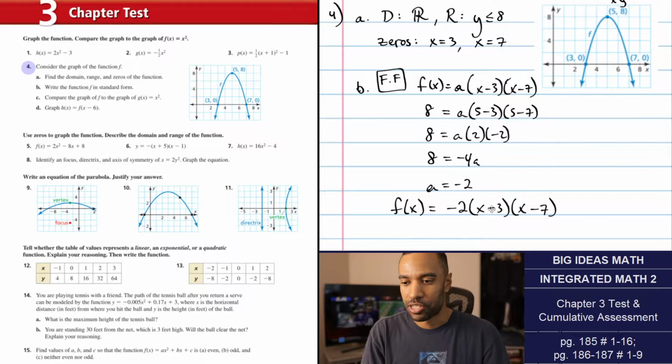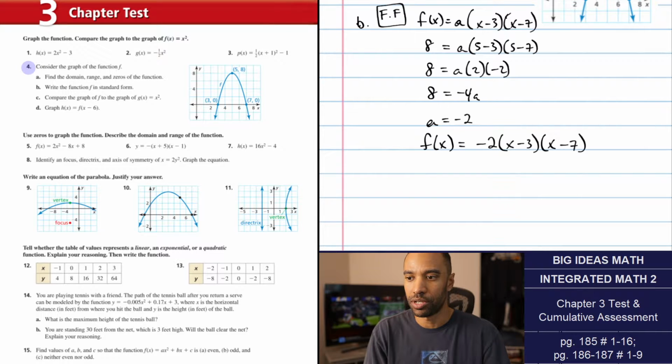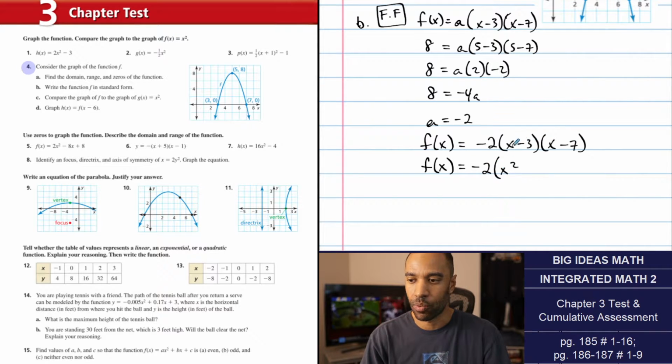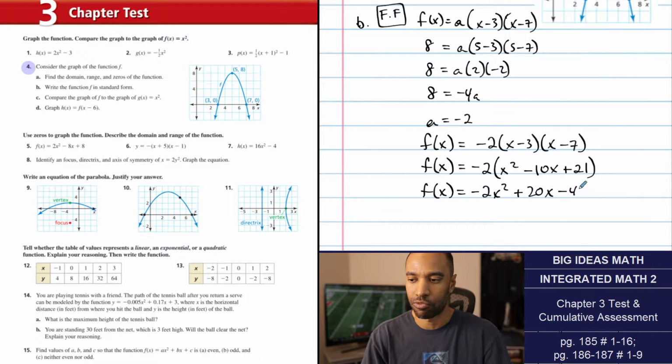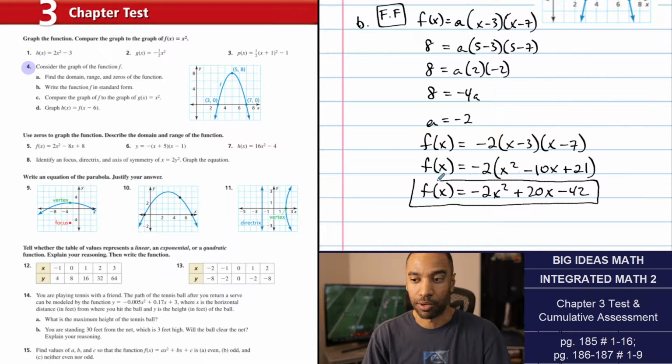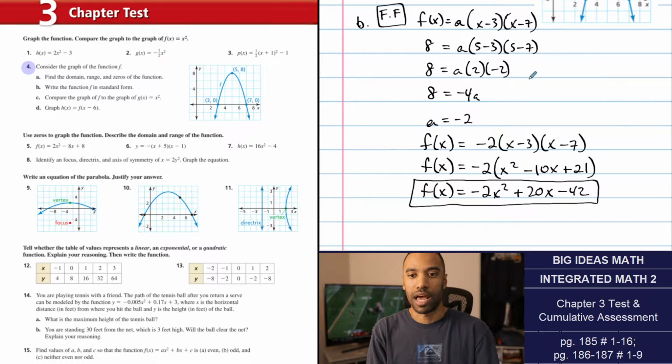We need to still get this in standard form, which means we need to expand this thing through distribution, which means I will be foiling here next. I'm going to do negative 2 times, through FOIL, x squared minus 7x minus 3x, that's negative 10x, then plus 21, and that's f of x equals negative 2x squared plus 20x minus 42. I guess that means the y-intercept is negative 42. All right. That was a lot of work for that one.